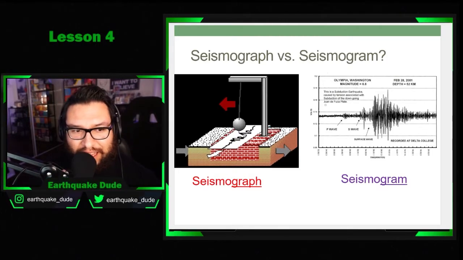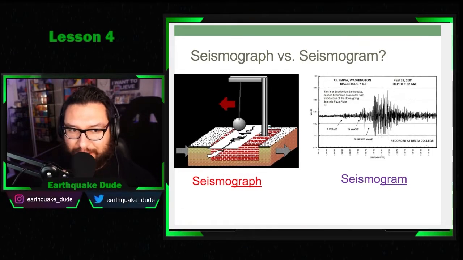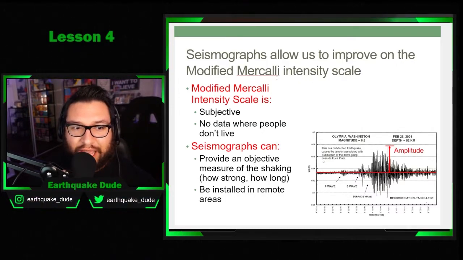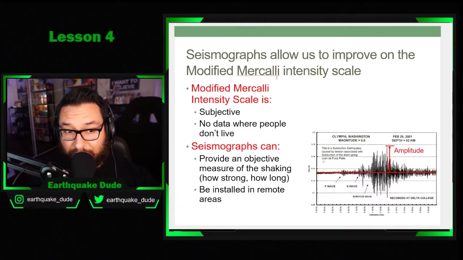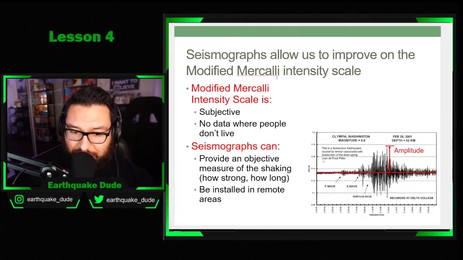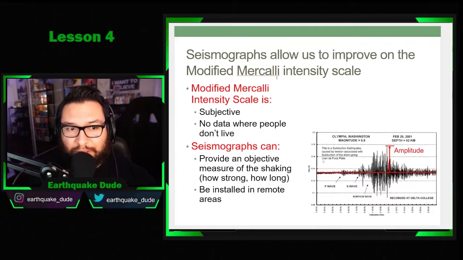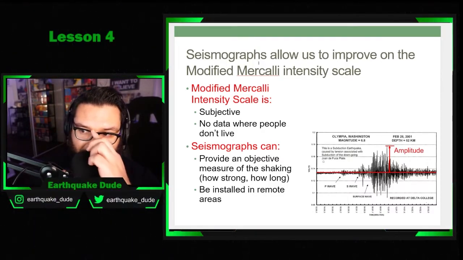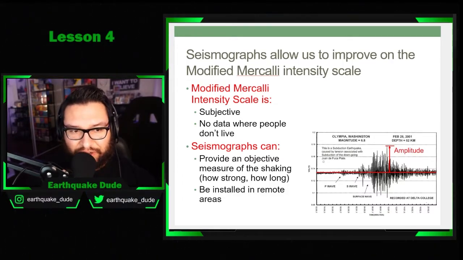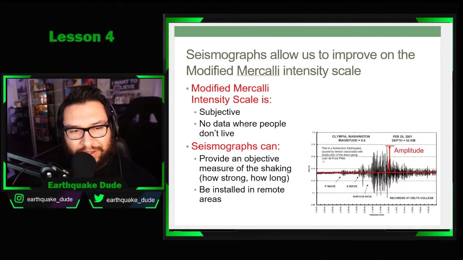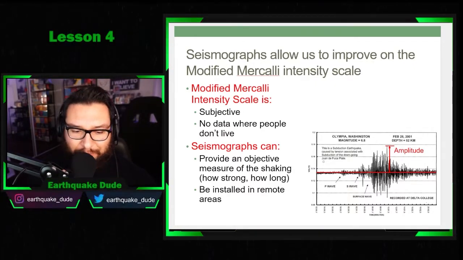So what is the actual difference and how can we tell? Seismographs allow us to improve on the modified Mercalli intensity scale, which is the video that we did in lesson 3. I talk about how it uses human observations to record shaking depending on your location. The problem with that scale is that it's very subjective. You and I can describe the same earthquake in the same location very differently. And there's also the problem that there is no data where people don't live.